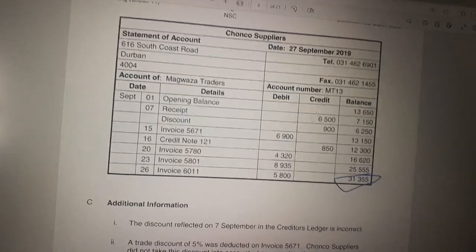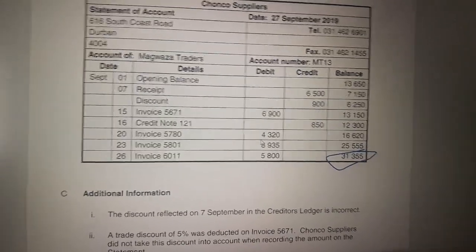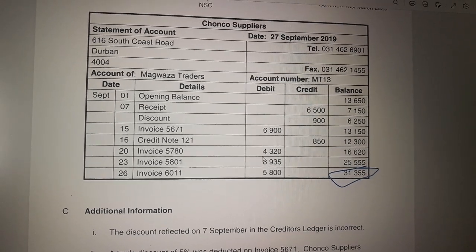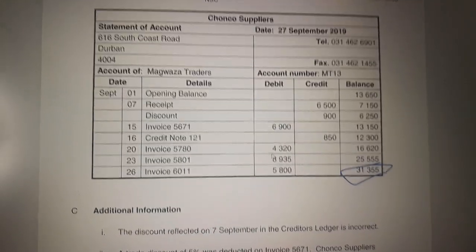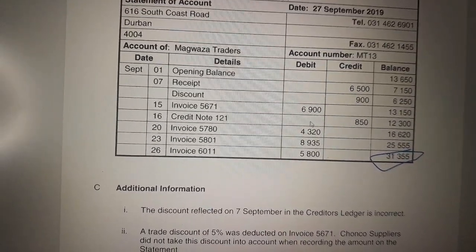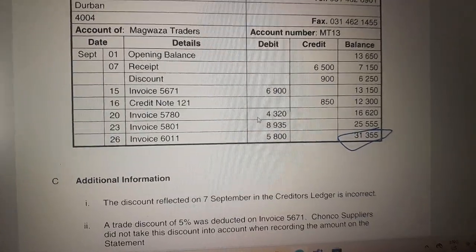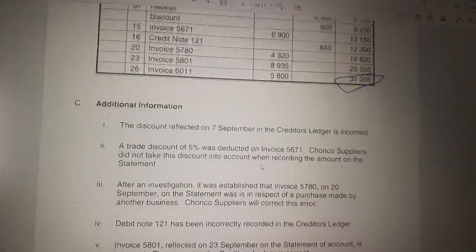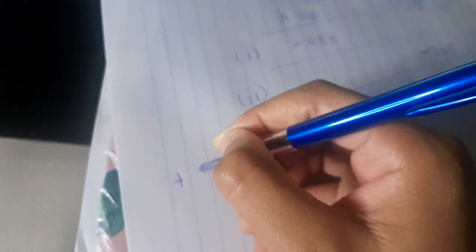So what did Chonko Suppliers do? They put it on the debit side, meaning that they added the debt that is owed to them by Magwaza Traders. So they need to fix that by doing what? By minusing it, because this transaction of 5780 does not belong to Magwaza Traders. So they need to remove it. I hope you guys understand. They need to basically cancel it. And when you cancel something, you do the opposite. Originally, what did they do? They added that amount of 4320.